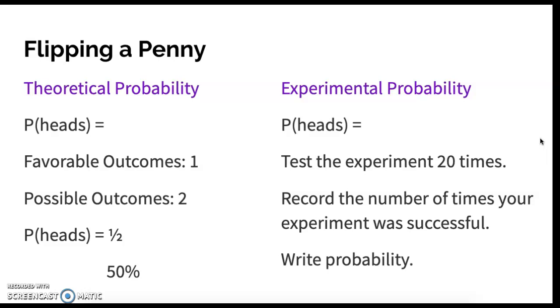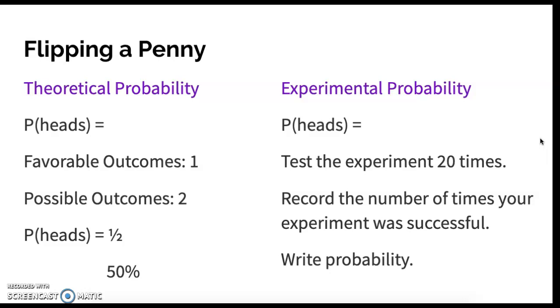Okay, I just did my experiment and I flipped heads 12 times. So I would record my favorable outcomes as 12. My possible outcomes was 20, the number of times we did the experiment. 12 out of 20 simplifies to 3/5. So 3/5 would be my probability as a fraction.